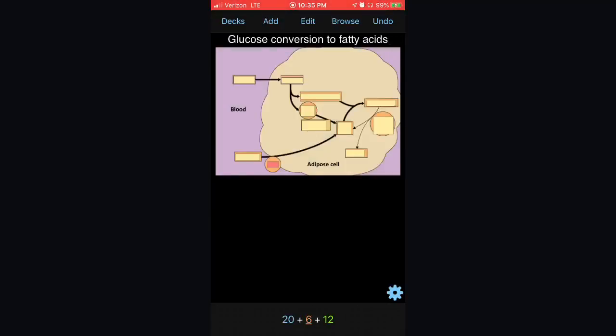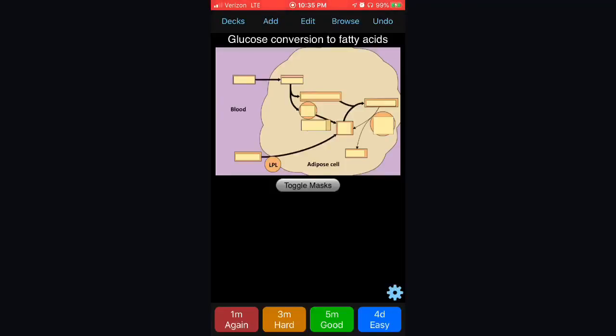All right. Okay, then we have the LPL. So this is the LPL. I'm not totally sure what this is. Lipoproteins, LPL. I expect it to be a transporter, but I'm not sure. Let's see.